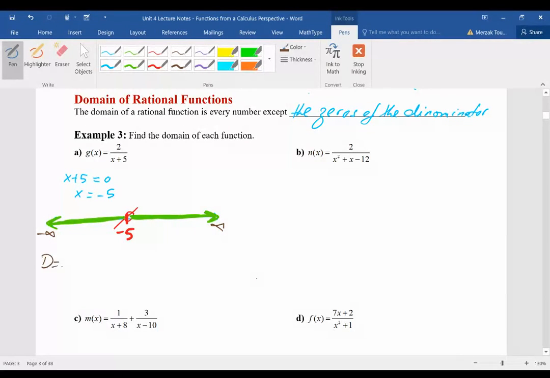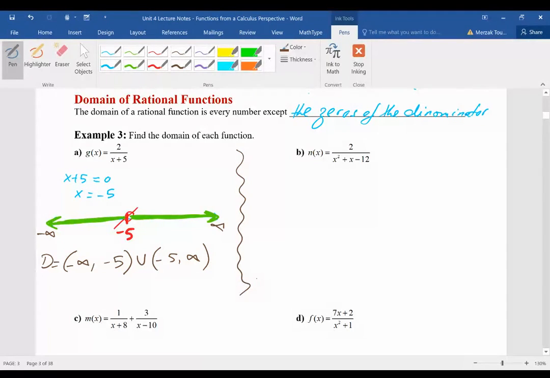So the domain D starts at -infinity because we include every single number from -infinity up to -5, and then I'm going to use parentheses to indicate that -5 is not included. Union -5 to +infinity. Of course, we use parentheses again before -5 to indicate that -5 is not included. And that's the domain of this function.